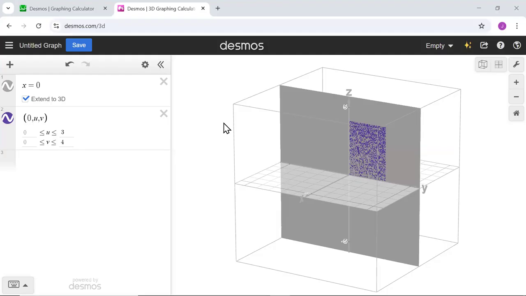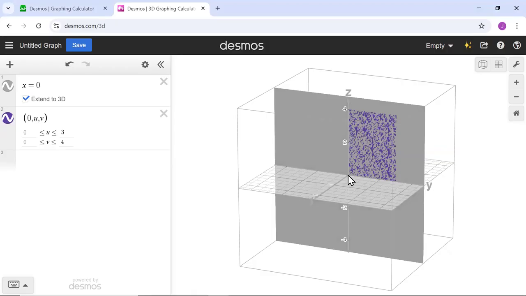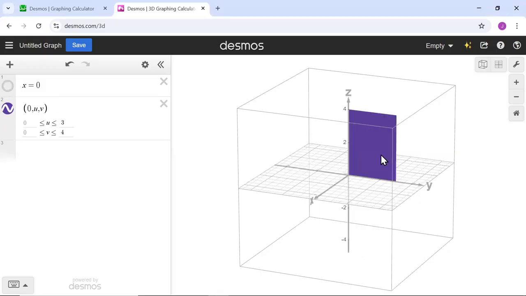In Desmos, you can actually take a look at what's happening here. So there we go. We have x equals 0 graphed, that surface graphed in the gray. And if we go at our corners of 0, 0, 0, 0, 3, 0, 0, 0, 4, and 0, 3, 4, we get this purple, kind of hard to see there, that purple rectangle portion of that.